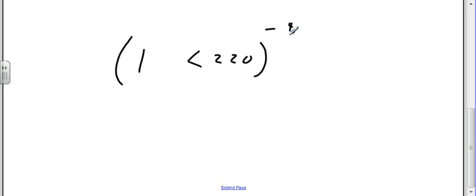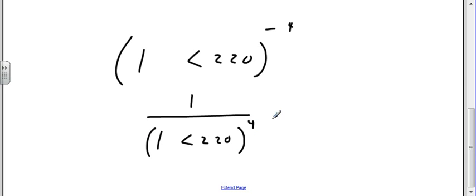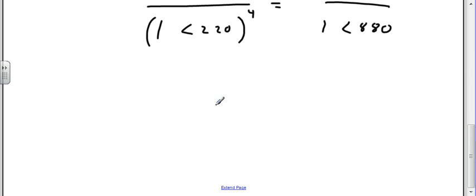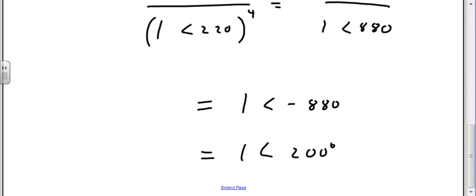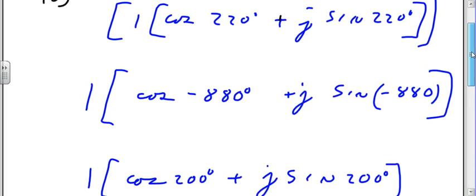Now if I rewrote this as 1 angle 220 to the -4 power, and said that's 1 over 1 angle 220 to the 4th power, I could do that, right? And then I could say that's 1 over 1 angle 880, and then that's 1 angle minus 880. Then I'd do the same thing, and I'd still get 1 angle 200. So I could do that if you wanted me to, but what you wanted to do, you can't do.